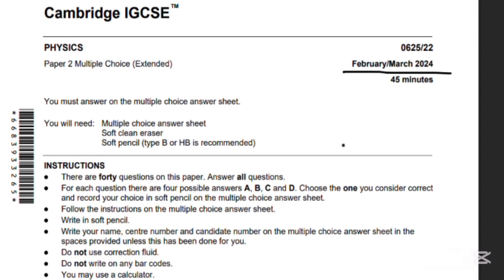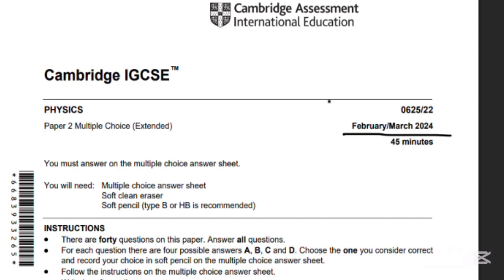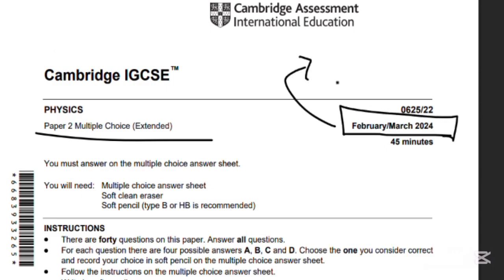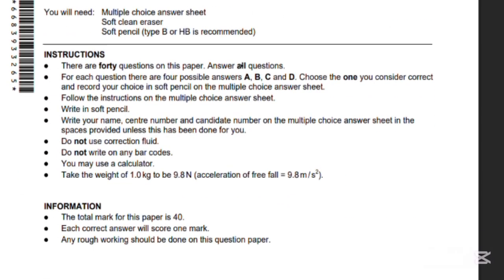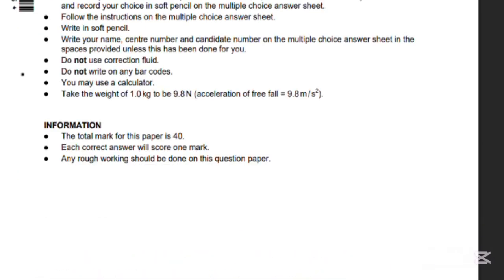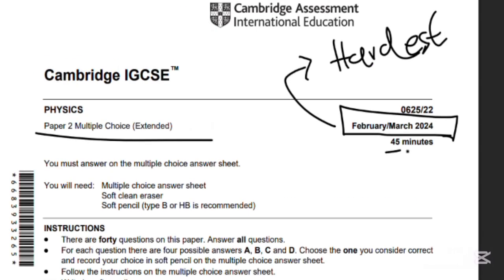Today we're going to be doing another paper, the Feb March 2024 Paper 2. I think on the 3rd of June is your Physics Paper 2, and this paper is one of the hardest, because Feb March is usually the hardest paper, as I believe it's held in India. So we'll be doing this, and I'll be showing you how to attempt those questions, and let's go.